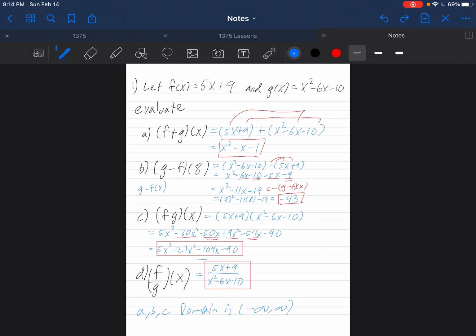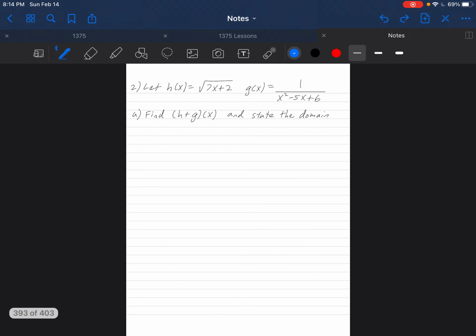But remember, for part D, we're making now a rational function. And that is going to have a different domain. Not based on these, but based on now that x squared minus 6x minus 10 is the denominator, it cannot equal 0. So let's take a look at something a little more complicated, and we will look at the domain of this function here.